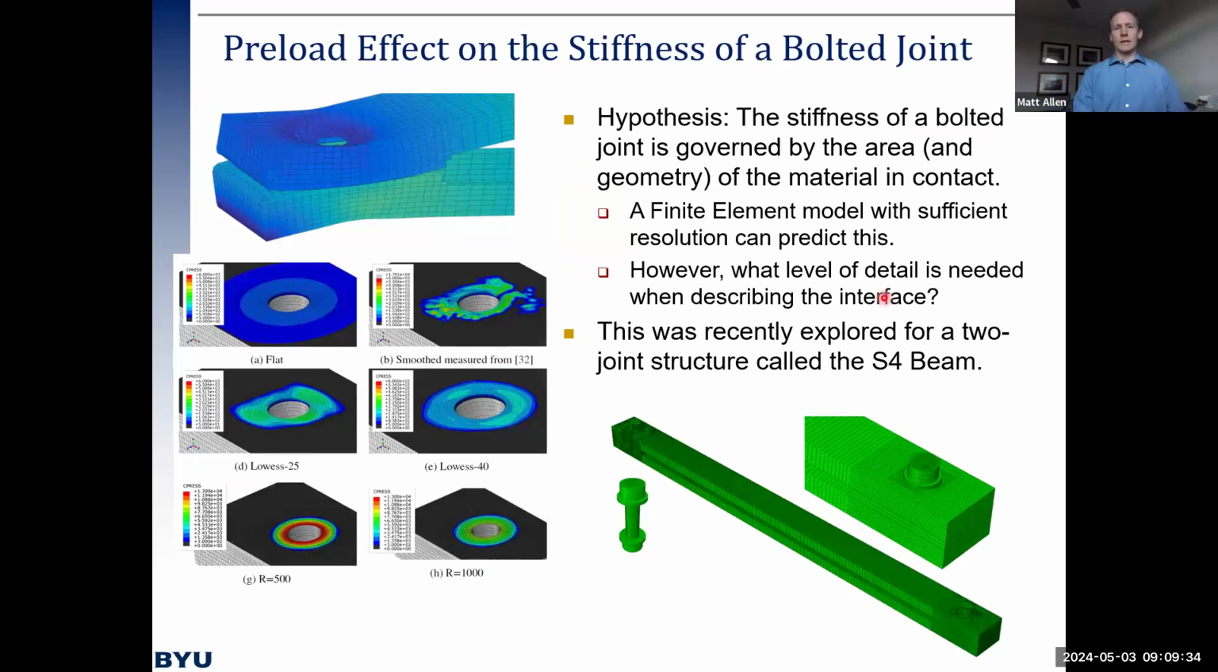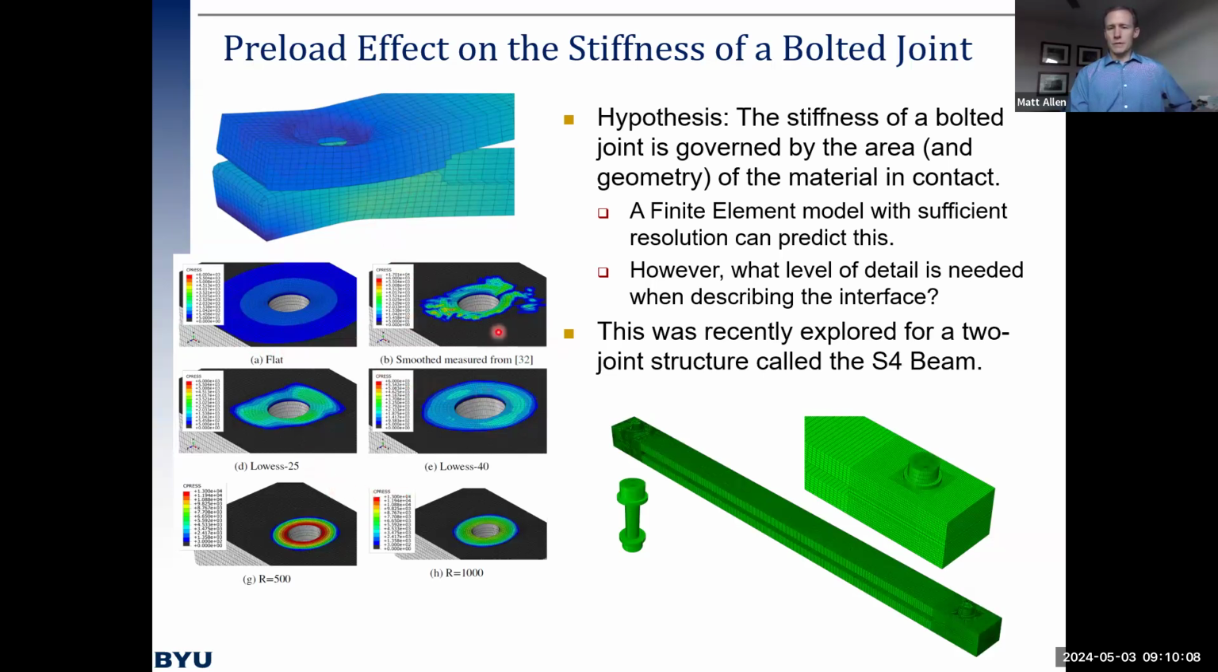So let's get into some of the physics of a bolted joint. I mentioned that when we preload a joint, we get areas of high pressure and low pressure. And there have been several studies lately that have explored whether you could predict the stiffness of a joint just by knowing the area of the material in contact. So you would solve a nonlinear contact problem such as this, and find the area in contact, or the area where the pressure is high enough that you consider the surfaces in contact.